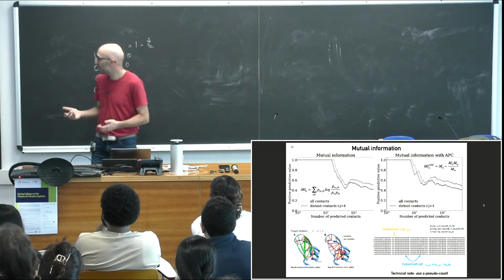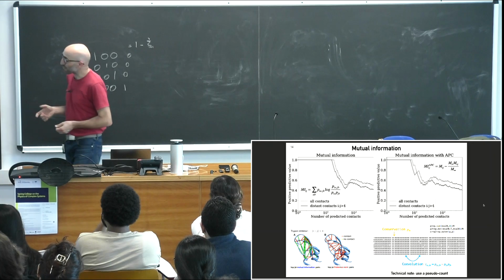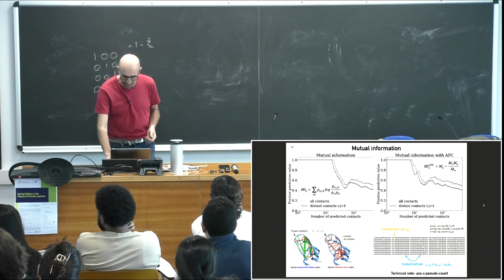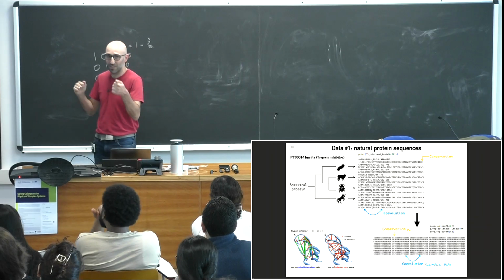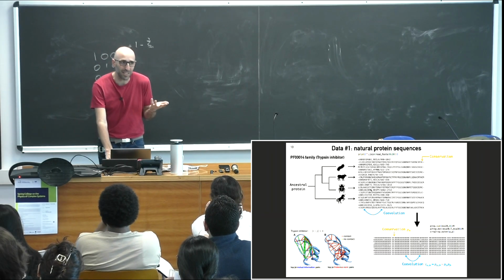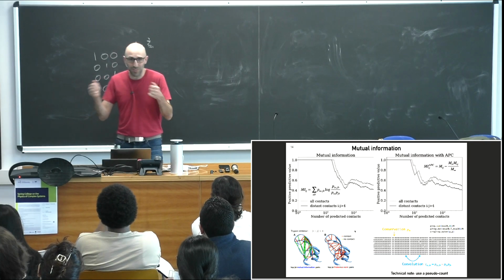And the idea is that maybe if 2 sites are strongly co-evolving, so if they have strong correlations between the amino acid on one side and the amino acid on the other side, this could be a hint that this pair of sites is in contact.